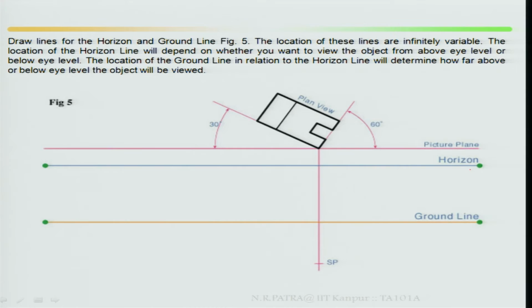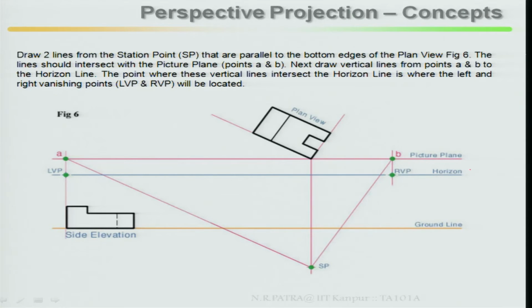Then you locate your horizon line and ground line. Generally the ground line will be provided in the problem sometimes. If it is not provided, you choose it appropriately. Then once you locate station point, picture plane, horizon line and ground line, this is what you have located. Then you take your plan view rotated so that you can see the isometric view. Isometric view means you can see both the sides, all the sides. Then what is your next step?